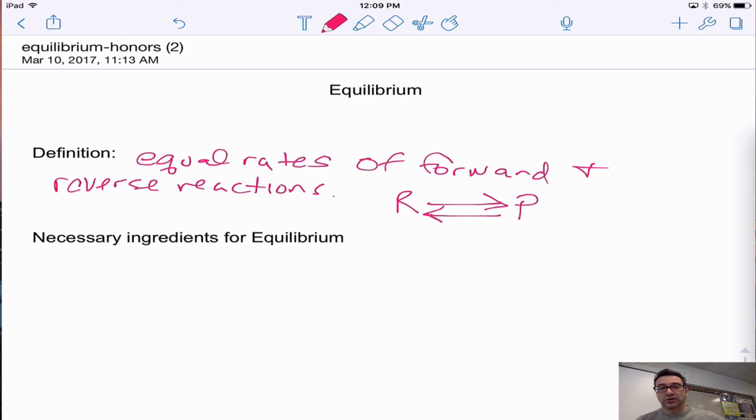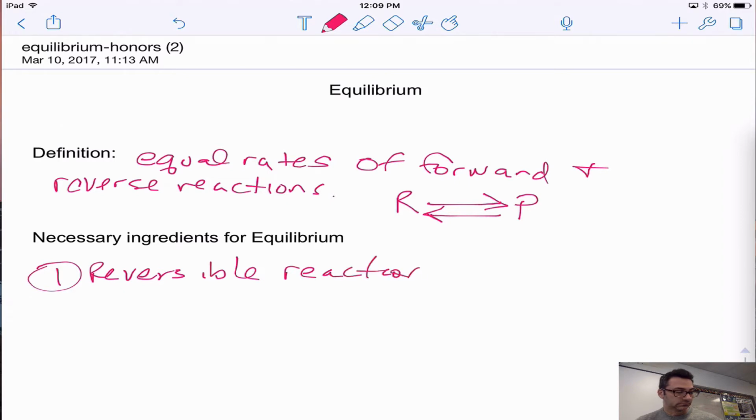Now, things don't start off in equilibrium. They require time. Sometimes it could be a minute or a few seconds. Sometimes it could be hours or days or even longer, depending on what the reaction is. But in order to reach this equilibrium state, you really need two main factors. One, you need a reversible reaction. So with a reversible reaction, you're getting the forward and you're getting the reverse.